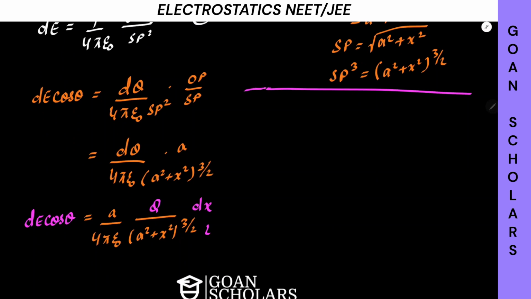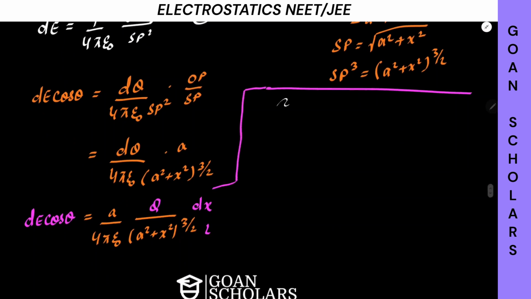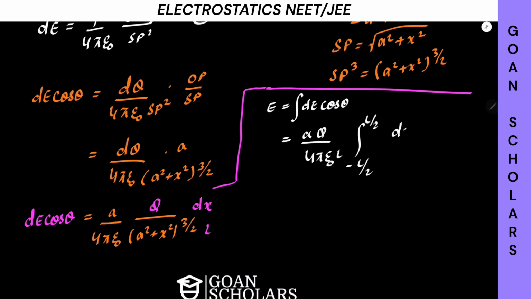Let me make a straight line here and start deriving after this. So this will be here dE cos theta. The net electric field due to this rod will be the integration of dE cos theta. Let's take the common terms outside. So A is coming out, Q is coming out upon 4 pi epsilon naught, that is constant. Length of the rod is also constant, fixed. Integration from minus L by 2 to L by 2 of dx upon (A square plus x square) whole power 3 by 2.